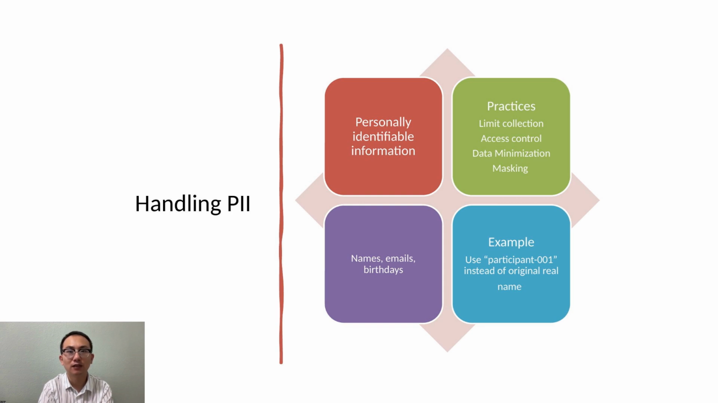1. Limit collection. Only gather what's necessary. 2. Restrict access. Only allow authorized users. 3. Avoid long-term storage unless you truly need it. 4. Anonymize. Replace names with labels like participant or row 1. This keeps your data safer and reduces legal risk.